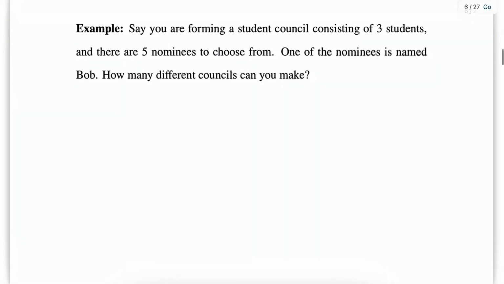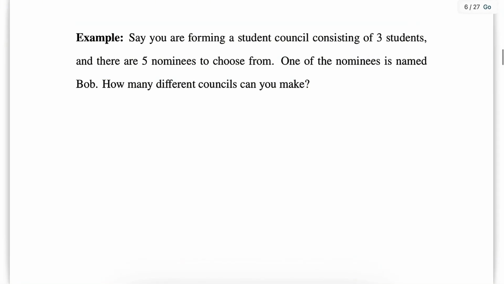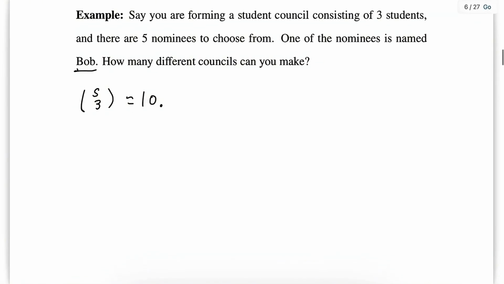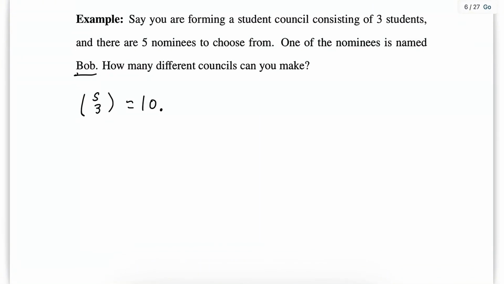Well, I think your first guess looking at this question should be, what on earth are you asking? What does Bob have to do with anything, right? We still have 5 nominees, we still have to choose 3 students. This should still be 5 choose 3, which is 10, right? This is pretty obvious, and you're totally right. I'm not trying to fool you here, but I want to show a different perspective on this question.